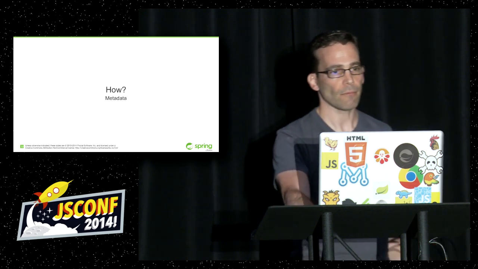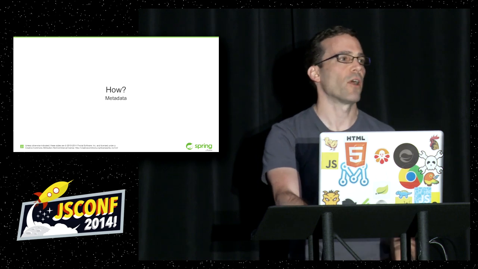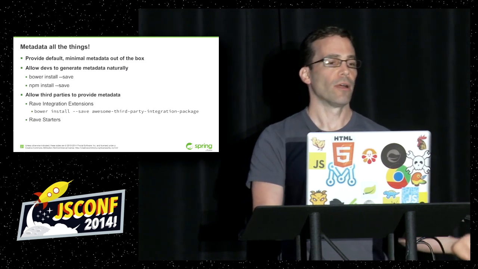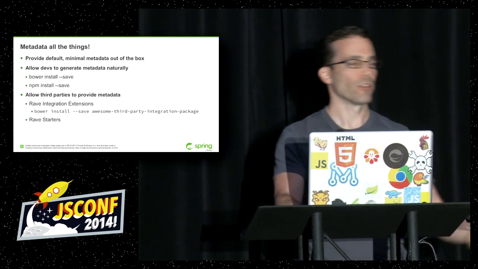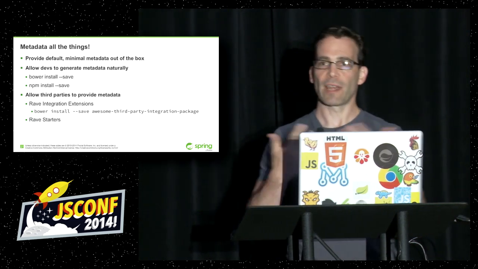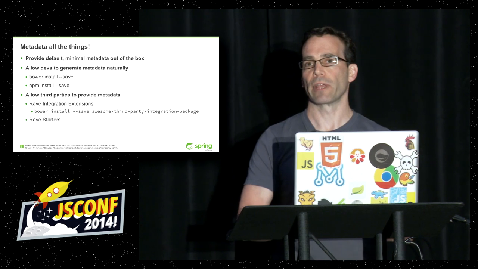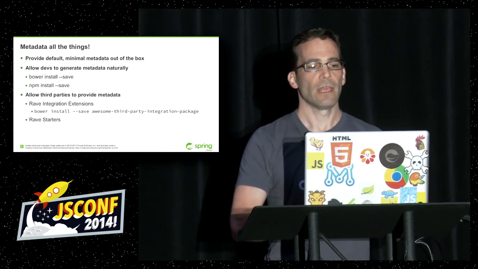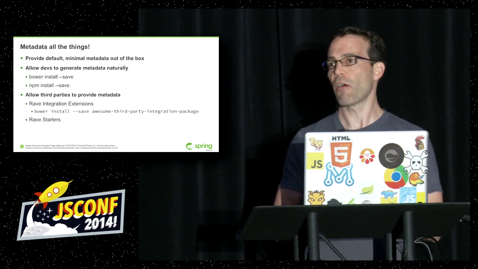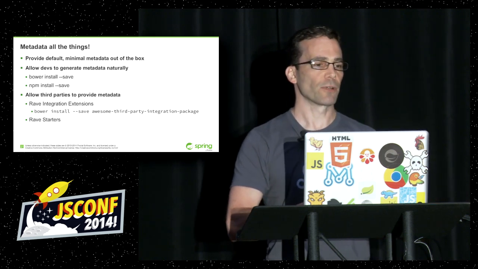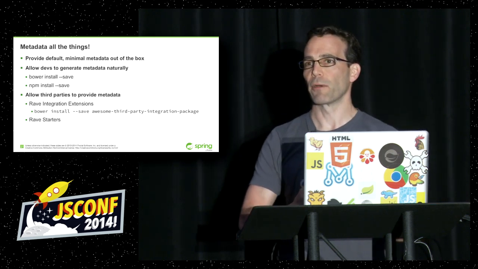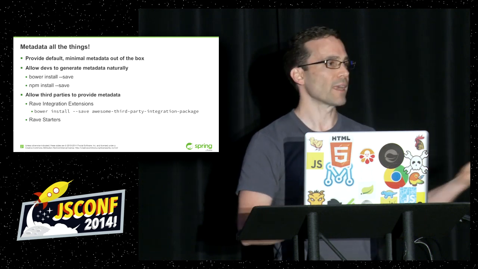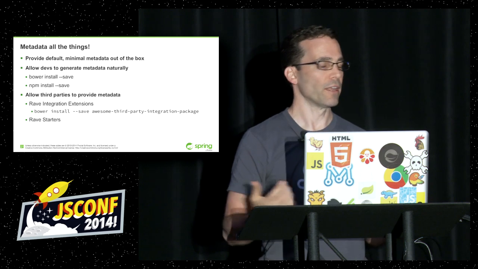So, okay, how can this possibly work? And the answer is through metadata. By default, if you install a starter, we're going to provide a minimal amount of metadata for you already, and this metadata is going to be in bower.json or package.json. And whether you knew it or not, you're already generating metadata. For instance, every time you do a Bower install, you've pulled some more metadata down with that package. Or anytime you do npm install, you're pulling down additional metadata.